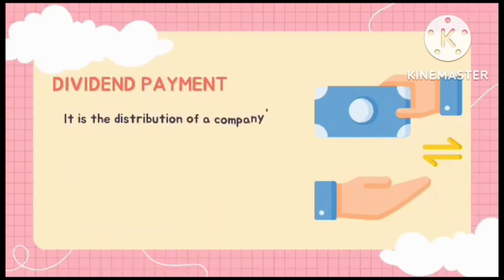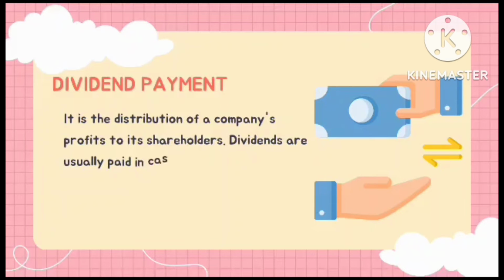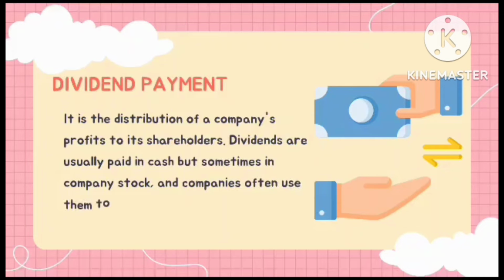Dividend payment. It is the distribution of a company's profits to its shareholders. Dividends are usually paid in cash, but sometimes in company stock, and companies often use them to return excess profits to investors.